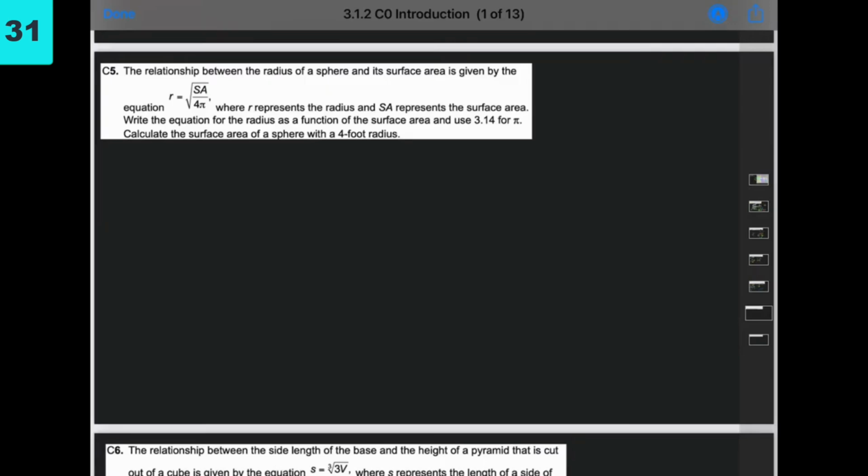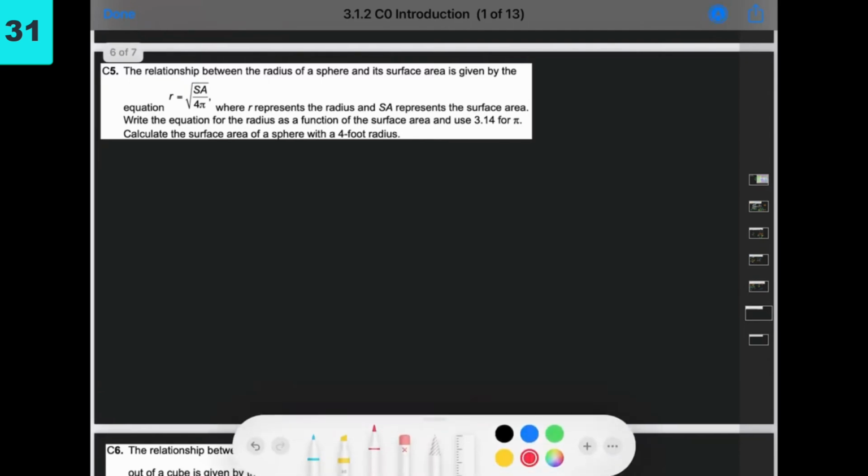Alright, C5 guys. The relationship between the radius of a sphere. Let's draw a sphere. I like drawing. Do you guys like drawing? Okay, radius of a sphere. So a sphere, you kind of draw a solid, and then another circle going around. That's more solid. And then the radius, let's just draw, goes from here to here.